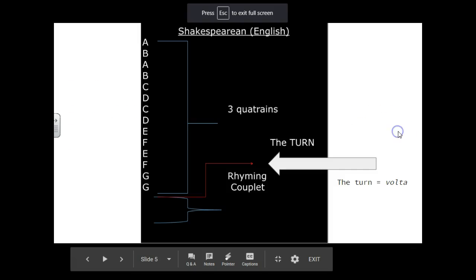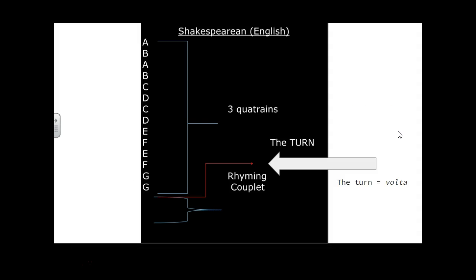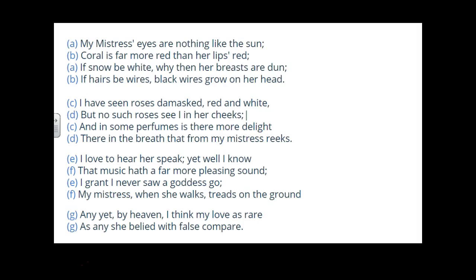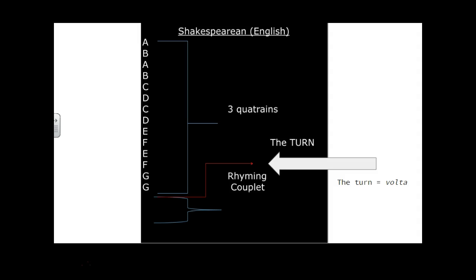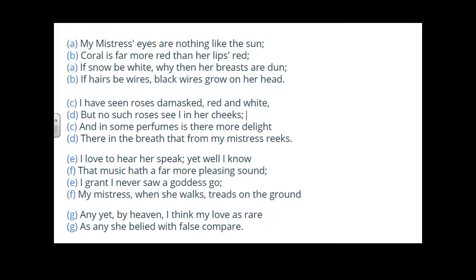Okay. This is what it looks like. So, you are going to have 3 quatrains, a turn, and a rhyming couplet. Okay? Also called the volta. Do you guys see the rhyme scheme right here? Remember it's A, B, A, B, C, B, C, D, E, F, E, F, G, G. So now we're going to go over the rhyme scheme really quick. Okay? Ready for this one? This is a Shakespearean sonnet, guys. This is big news right here.